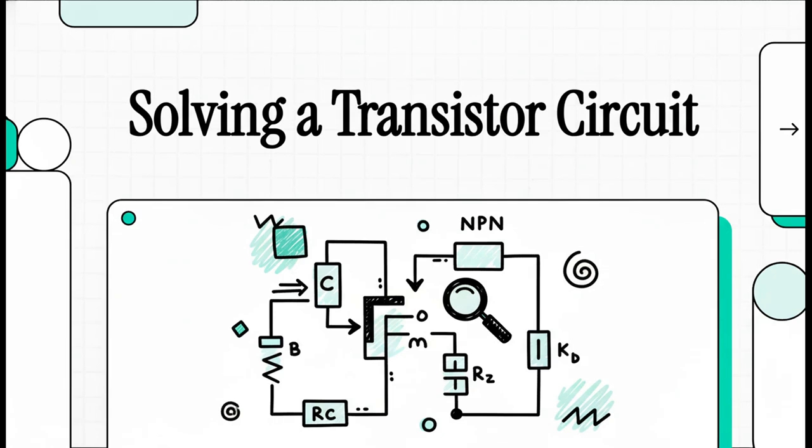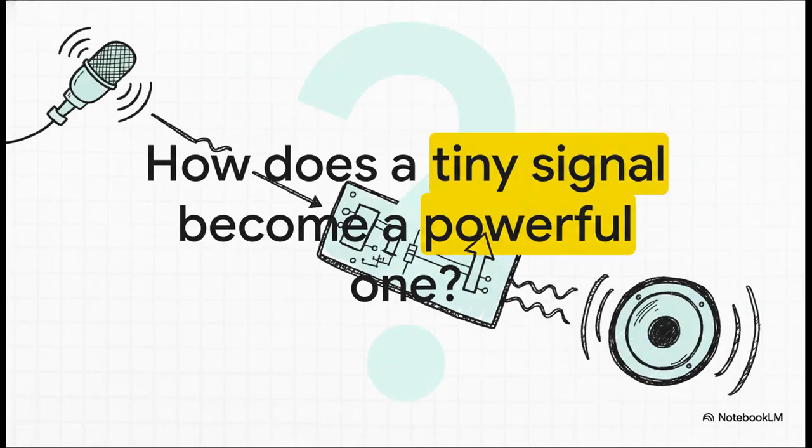Hey, welcome back. Today, we are going to get our hands dirty with a real classic electronics problem, one that's right at the heart of pretty much all our devices. We're going to break down a transistor amplifier circuit piece by piece. So have you ever really thought about it? How does a tiny, tiny electrical signal, say from a microphone, get turned into something powerful enough to drive a huge speaker? Well, the answer is amplification, and we're about to see exactly how it works.